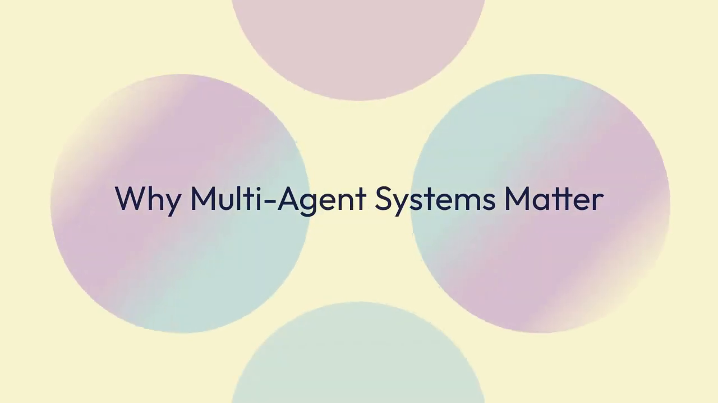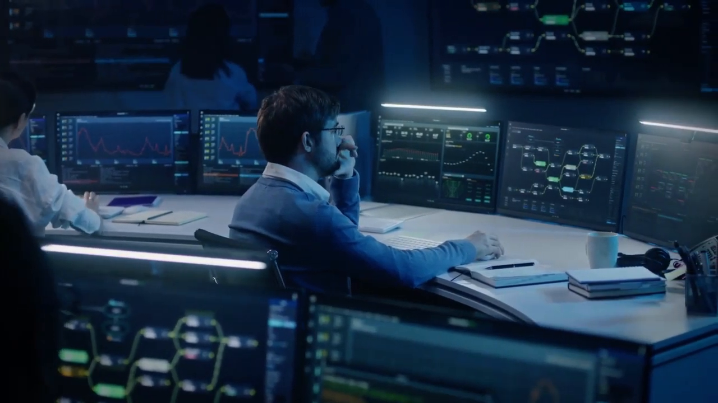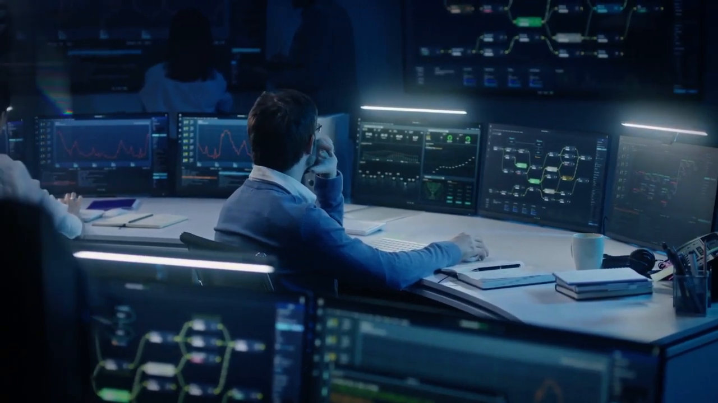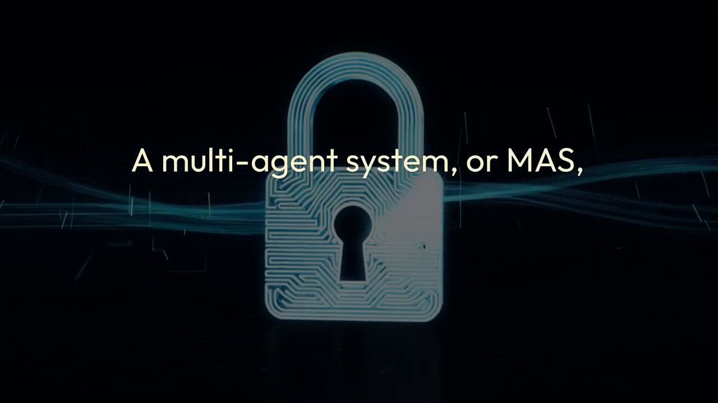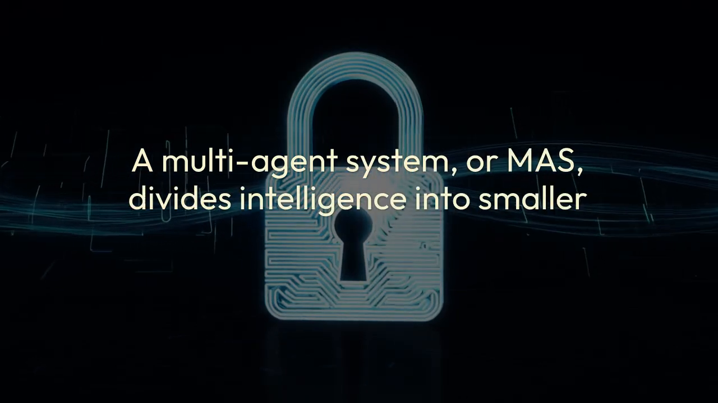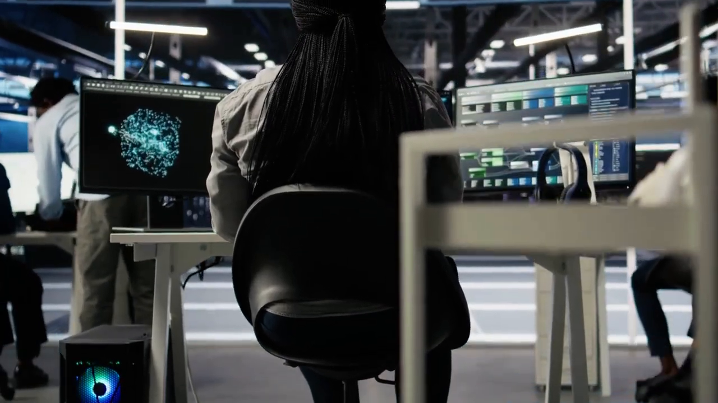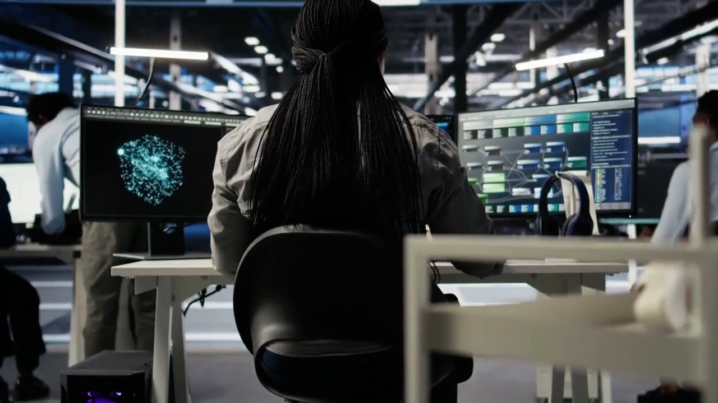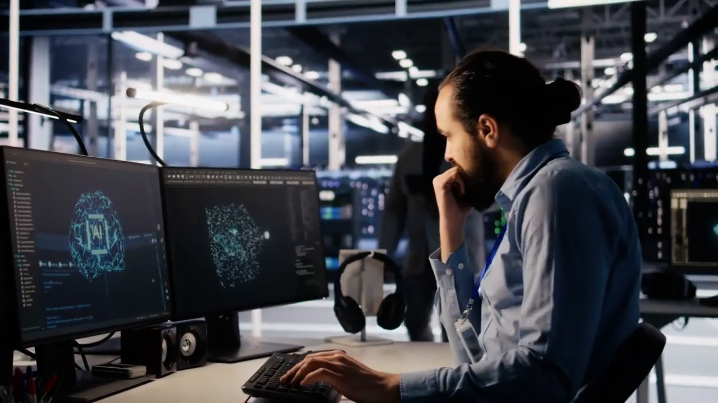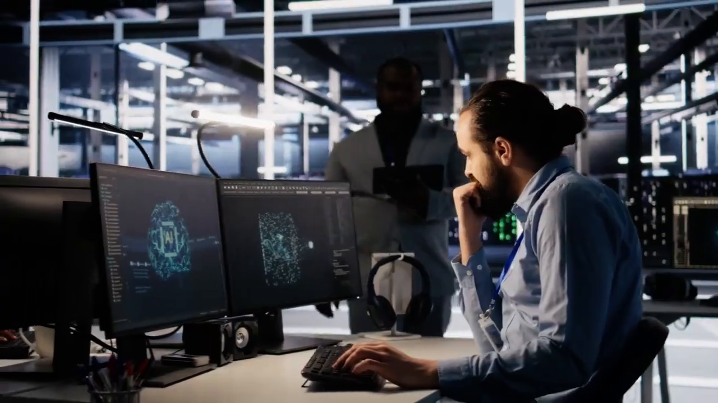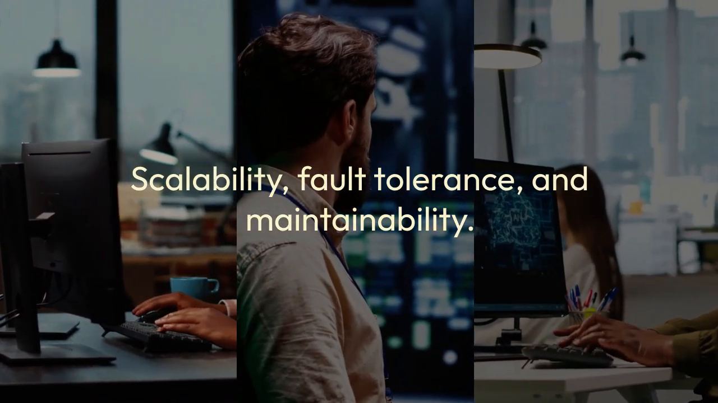Why multi-agent systems matter. As AI workloads become complex, a single large model can't handle every task efficiently. A multi-agent system, or MAS, divides intelligence into smaller specialized agents. Each agent performs a focused role: reasoning, data retrieval, analysis, or decision support, and communicates with others to complete an overall goal. This modular design brings scalability, fault tolerance, and maintainability.